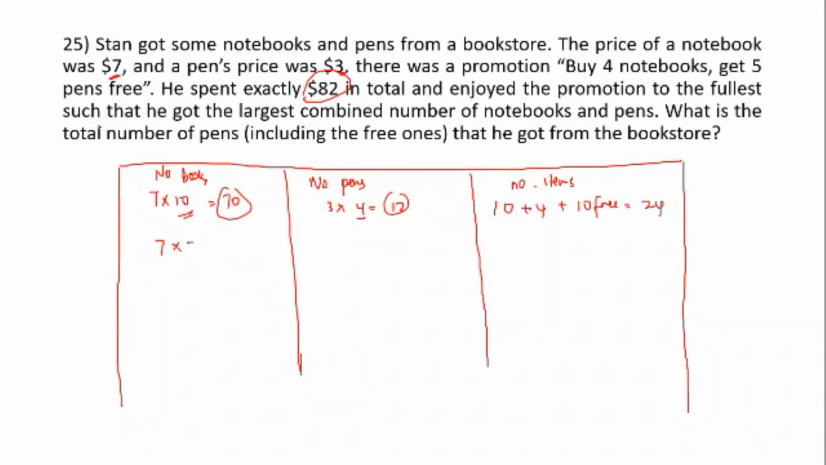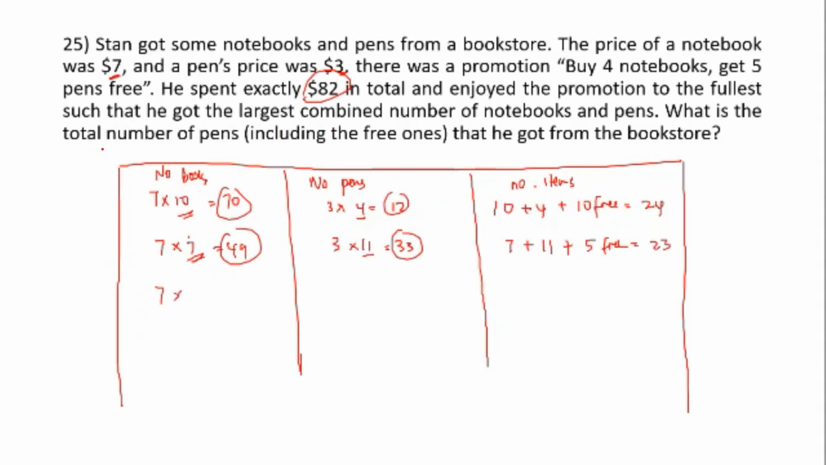What about if he buys 7 books? Okay, that makes $49. And then he can buy 11 pens, which is $33. Of course, you have to try to compute the different combinations you can have first in your head. So now the number of items he gets is 7 plus 11. And then because he buys only 7 books, then he can only get 5 free pens. So in total, 7 plus 11 plus 5, that's 23 items.